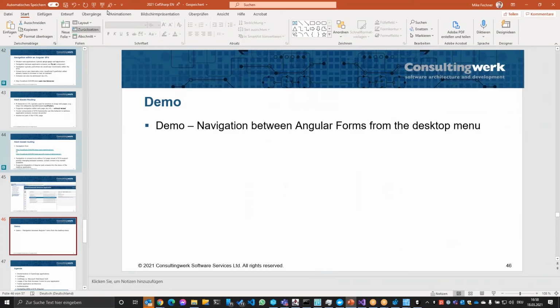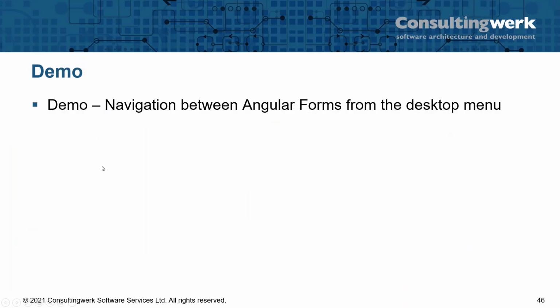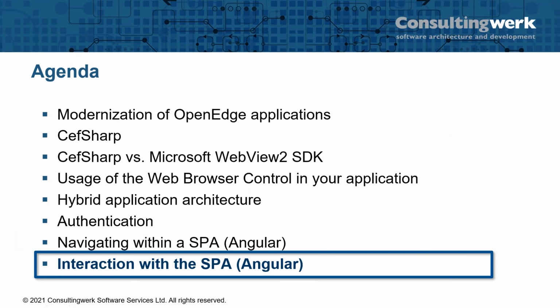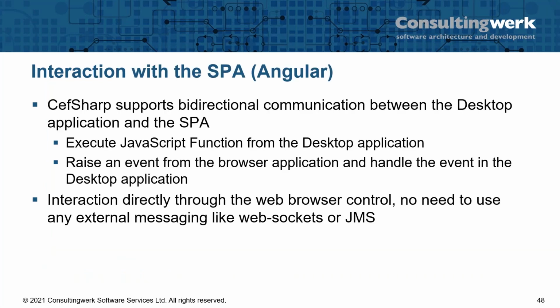Good, so let's quickly jump to the next part. And that's what can we do besides navigating to screens in the single page web application to interact with that. CefSharp allows us to communicate between the desktop application and the single page web application bidirectionally. That means from the desktop application, I can execute a JavaScript function running within the context of the web application. And the web application can raise an event that the CefSharp control exposes to the GUI application. And using that, I can have bidirectional communication.